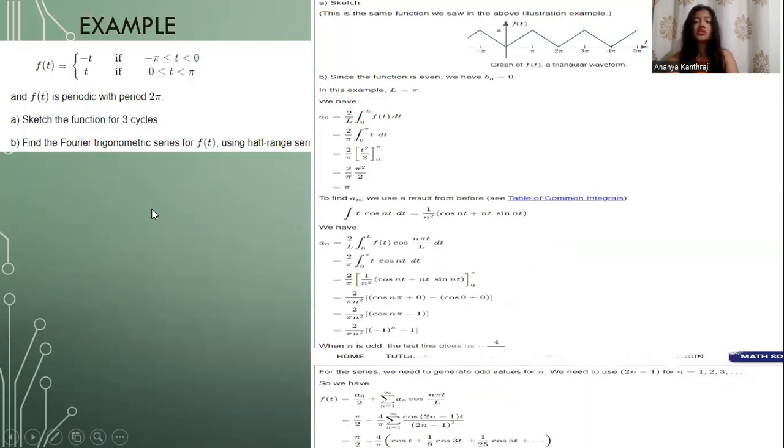So let us look into a basic example here. The question is given as f(t) equals minus t if minus pi is less than or equal to t, which is less than 0, or t if 0 is less than or equal to t, less than or equal to pi. And f(t) is periodic with period 2 pi.